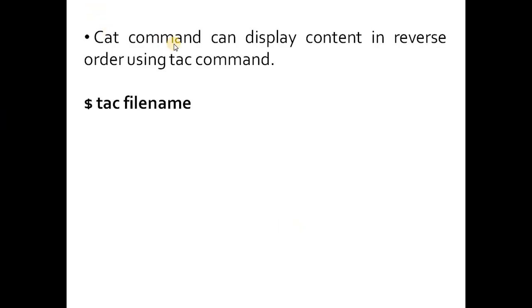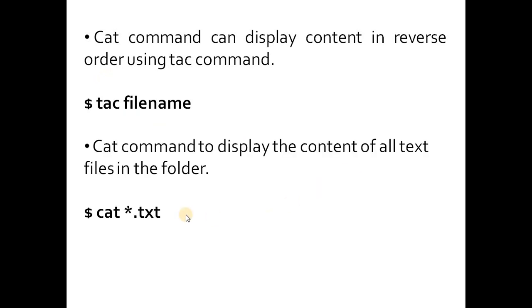Next function, the cat command can display contents in reverse order using the tac command. If you spell cat in reverse order, the contents of the file will be displayed in reverse order. This is the most important or nice feature of Linux to remember. Whenever you type the command name in reverse order, the function of that command will be done in reverse order. So in this case, if you write tac and the file name, the contents of the file will be displayed in reverse order.